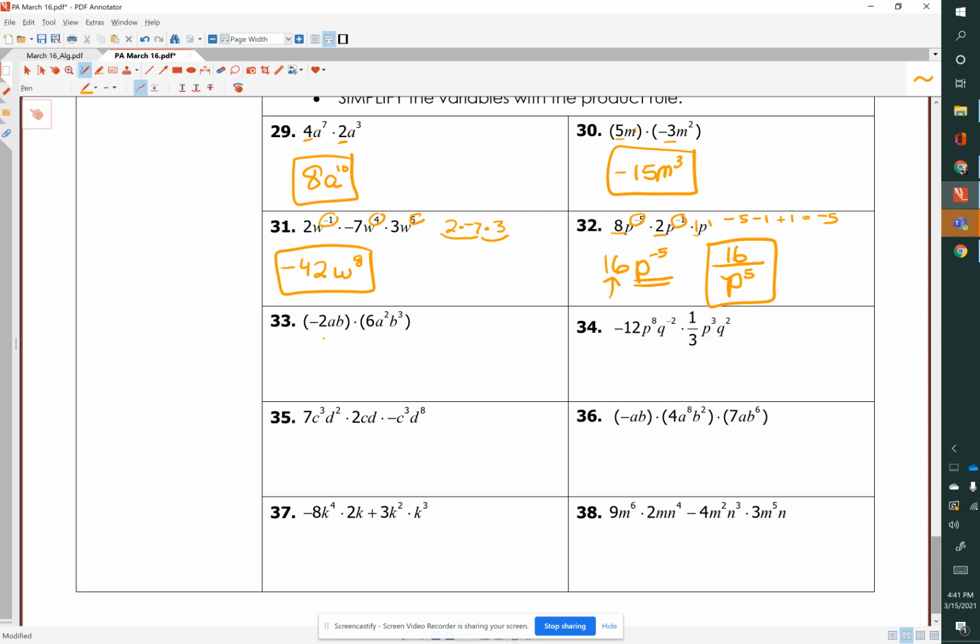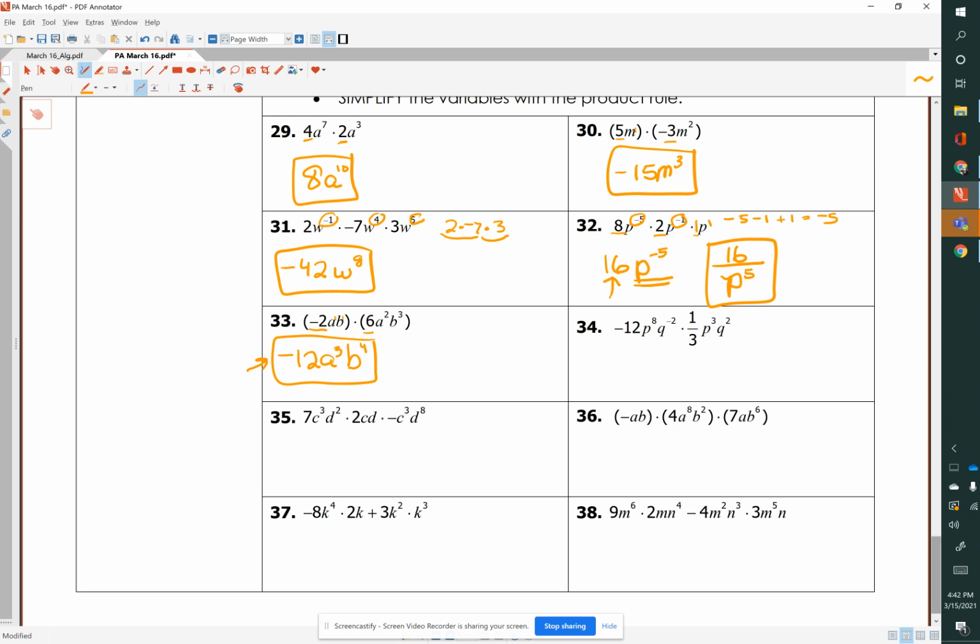Okay, number 33, we're going to multiply. Negative 2 times 6 is negative 12. And we have a, 1 plus 2, so that's a to the third. B, 1 plus 3 is b to the fourth, and that's going to be our final answer. We're okay with a negative sign in front, but we're not okay with a negative exponent.